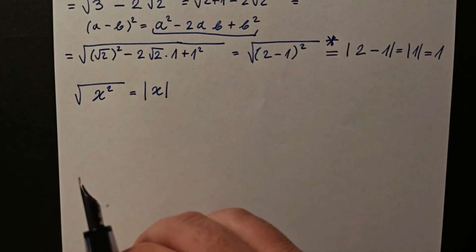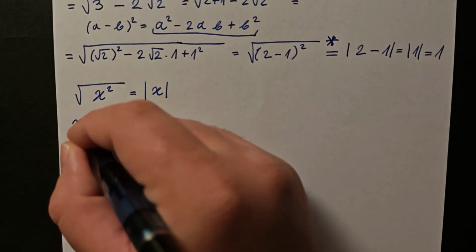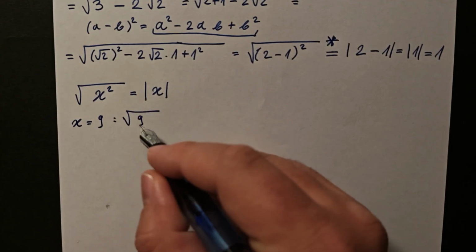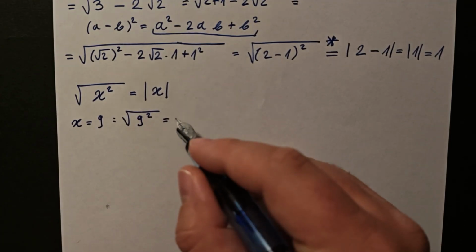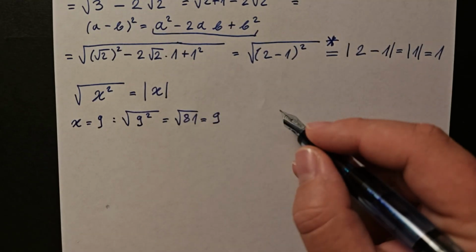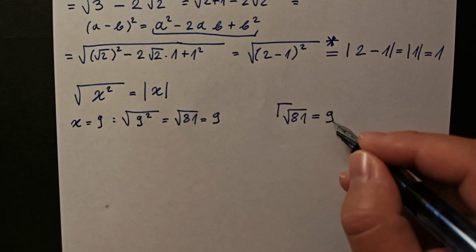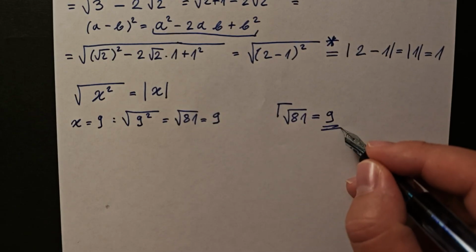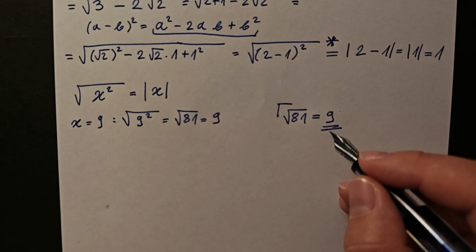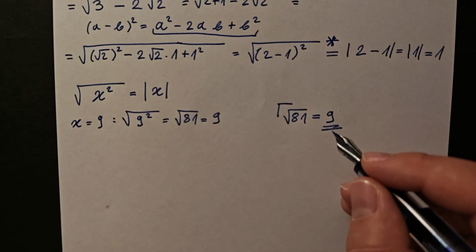The easiest way to illustrate this is to plug in some values for x. So if we plug in the value of 9 into the x, we get that the square root of 9 squared is equal to the square root of 81, which is equal to 9. The important thing here is to note that the square root of 81 is equal to 9. Just 9. It is not plus or minus 9. Square root is a function. For any argument that it takes, it gives as a result just one positive number.